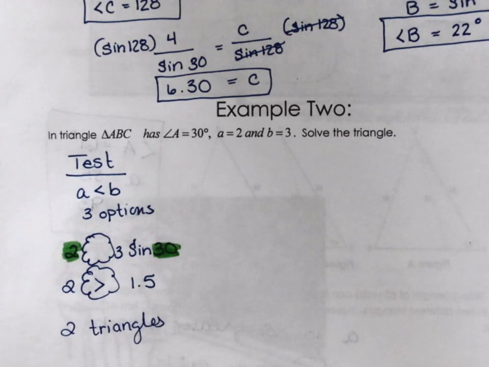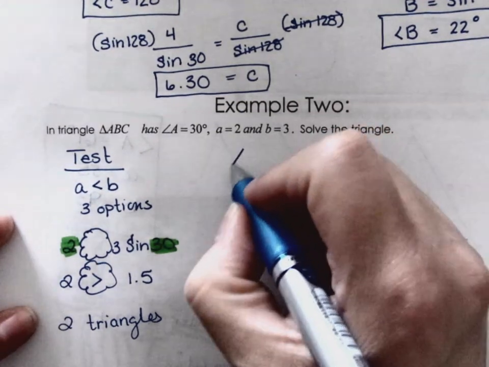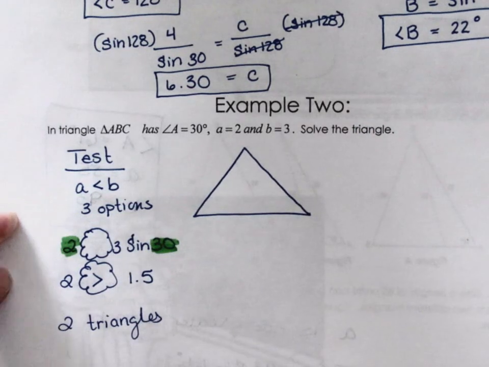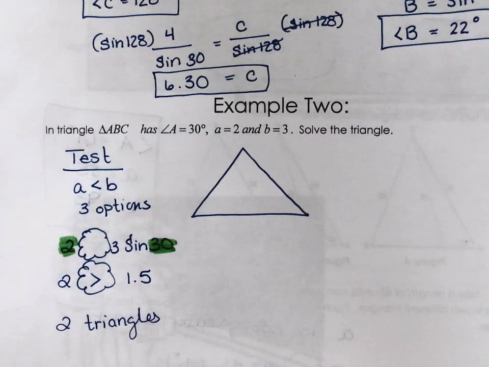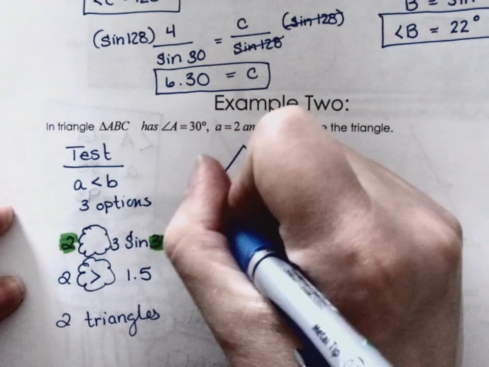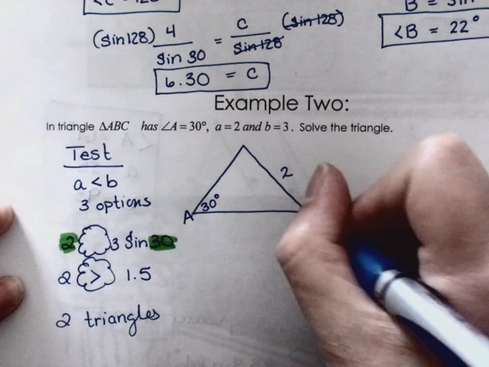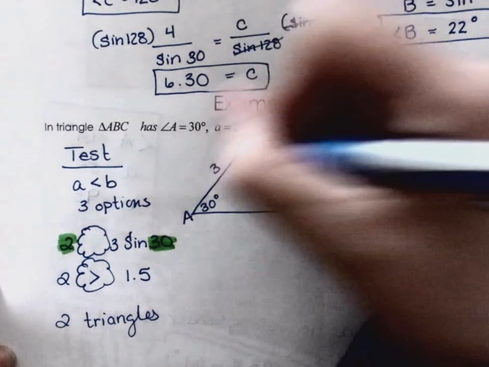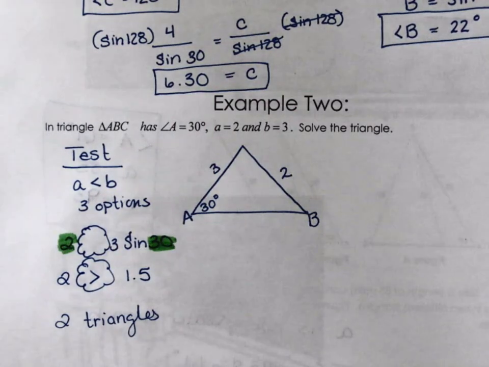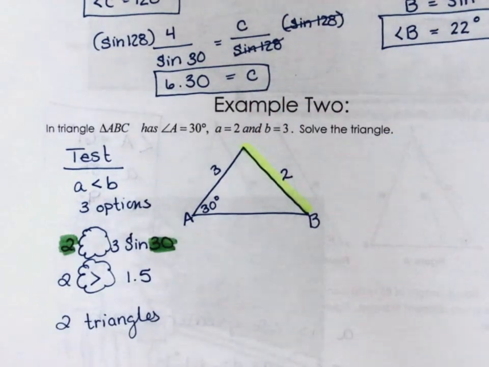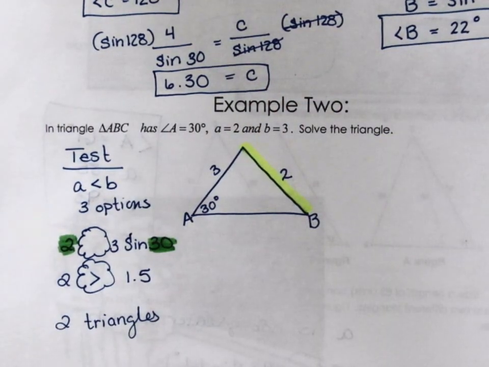Okay. So how we're going to label our triangle. Our matching set is always on the left. So A, this will be 30 degrees, and this will be 2, and B is always on the bottom right. So this is where my 3 will go. Okay. Ladies and gentlemen, your A arm is the arm that will swing in for the second triangle.